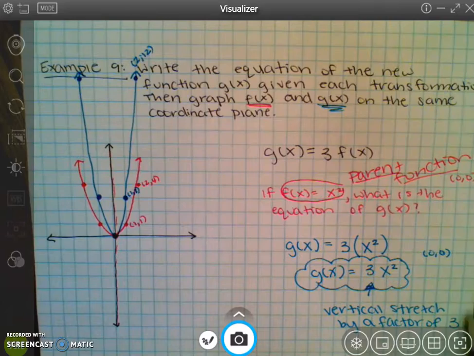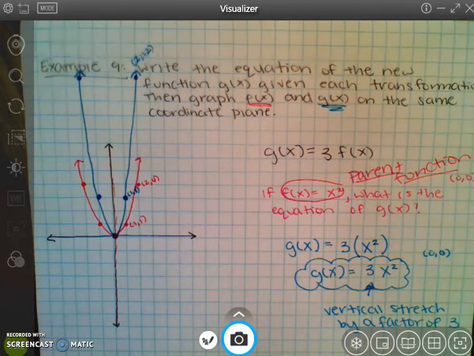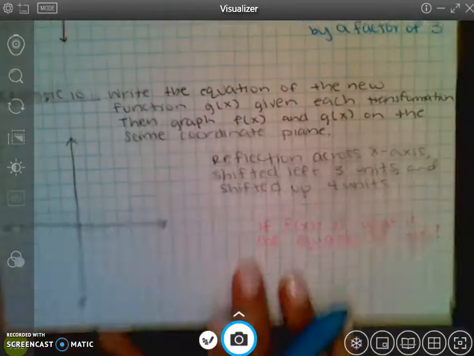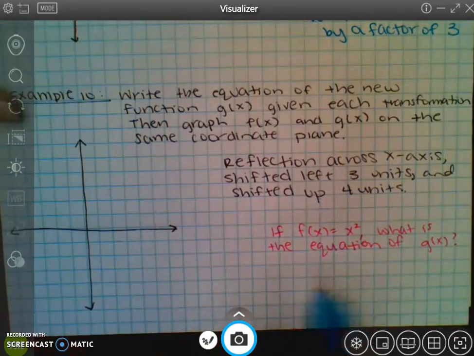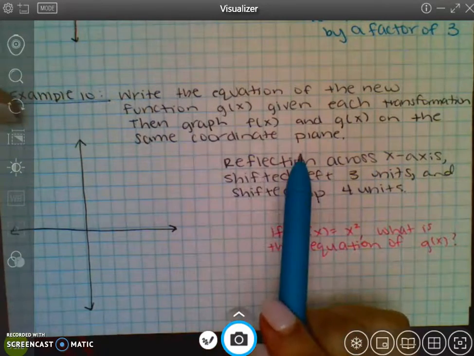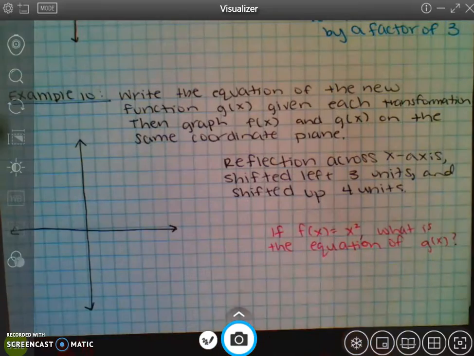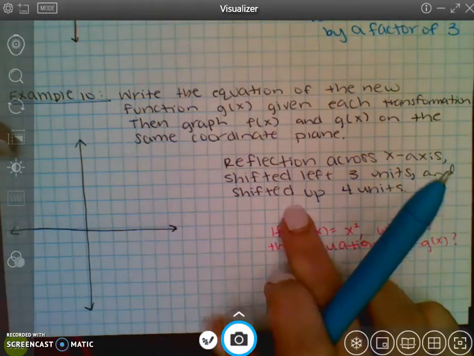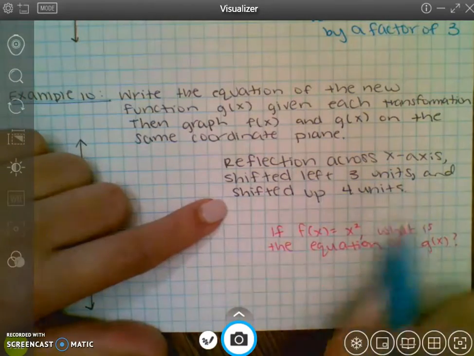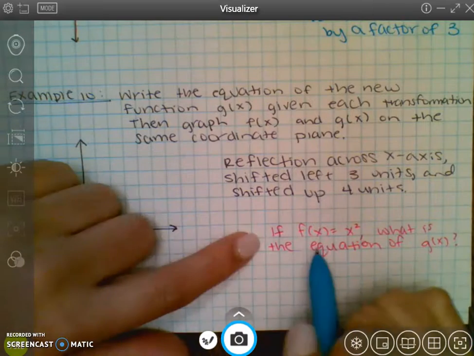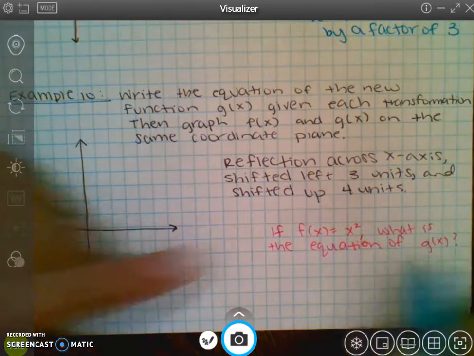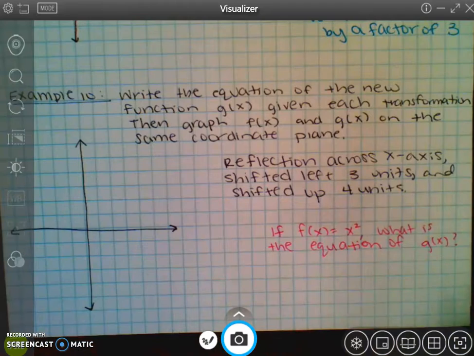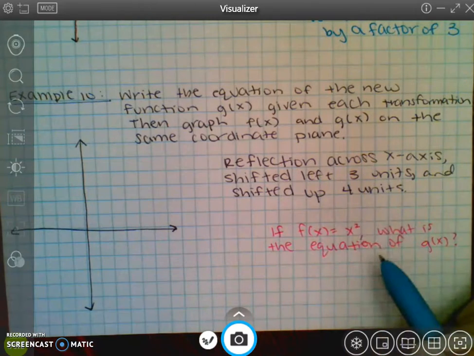Okay, so that's your first example. The next one, see if I can go down some. Okay, example number 10 has the same exact directions, write the equation and then graph, but this time it's in words, okay? And there's multiple things happening here. So again, we're assuming the function is still x squared, because that's everything we're working on.